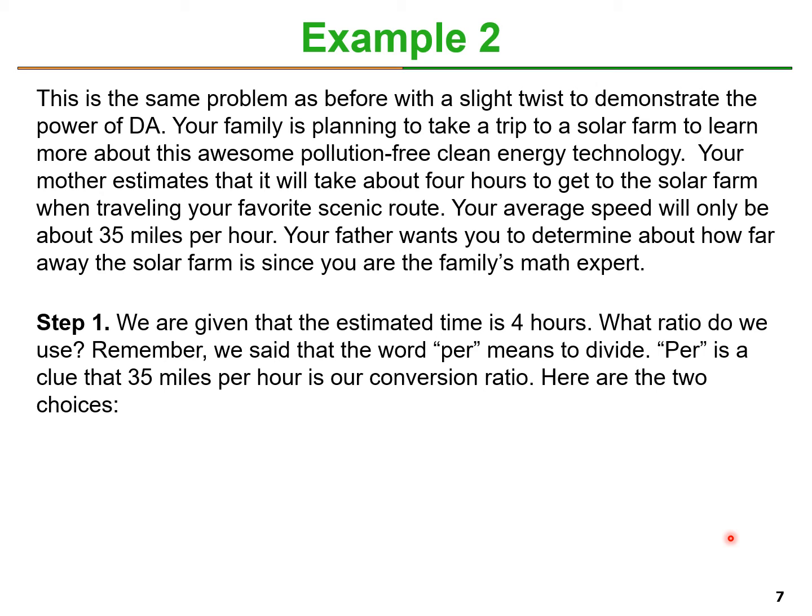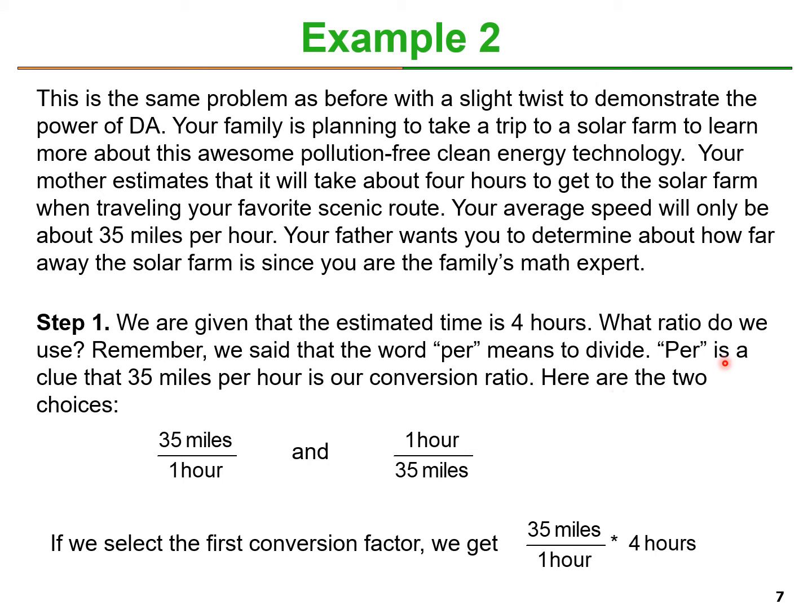Here are the two choices. 35 miles in the numerator and 1 hour in the denominator, and 1 hour in the numerator and 35 miles in the denominator. Now let's select the first one. If we select the first one with 35 miles in the numerator and multiply this conversion factor by what we are given, which is 4 hours, then we can see that that is the correct conversion factor, because when I write 4 hours as a fraction with a denominator of 1, we can immediately see that hours will cancel out using same object division.